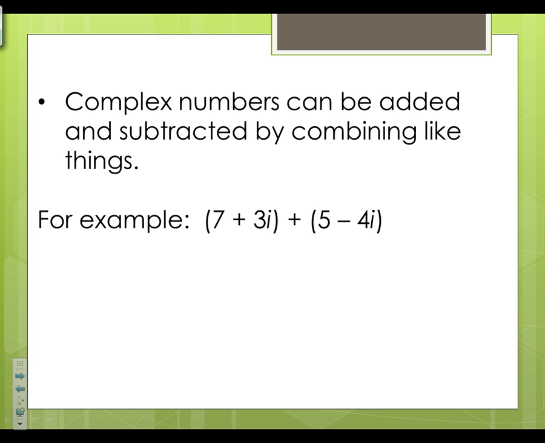You can add and subtract complex numbers just like you can anything else. Like terms always combine, so if you have two terms with an i in them, they are considered like terms, and you can do the addition or subtraction. So for example, on this one that I have on the slide, we have two quantities that we're going to add together. In those quantities, we have 7 and 5 are like terms, so adding them together, we get 12. A 3i and a -4i are like terms, and you get -1i or -i there.